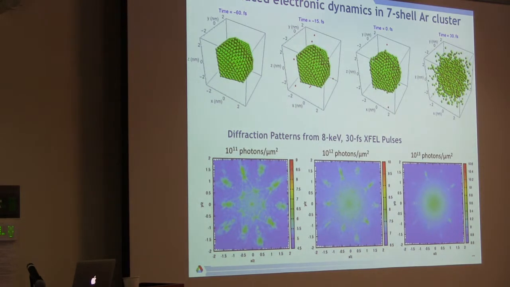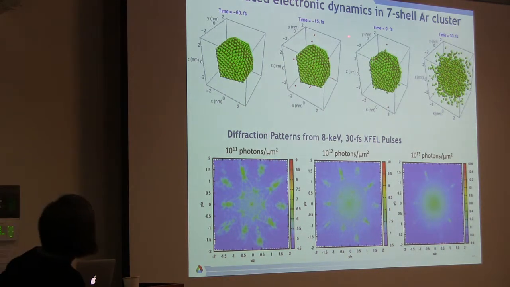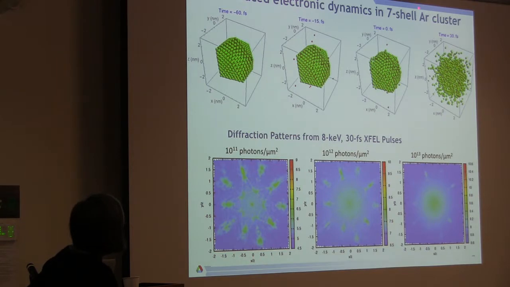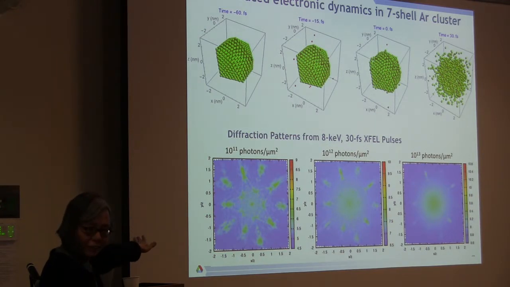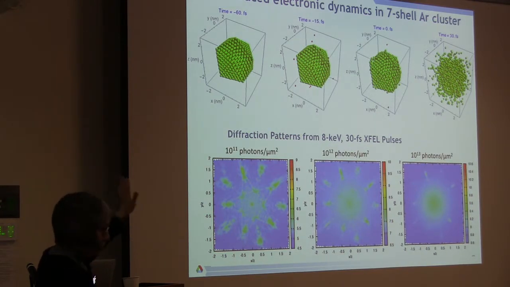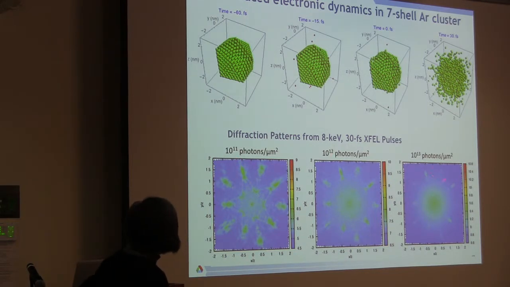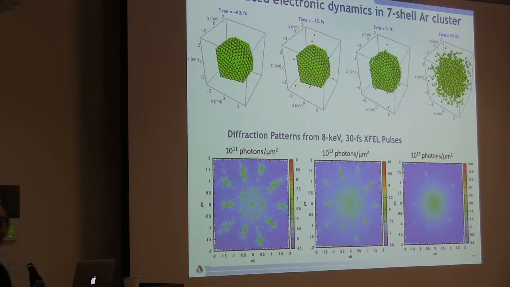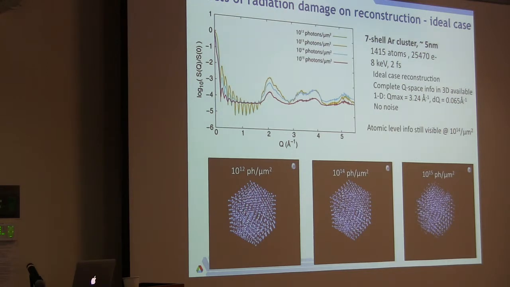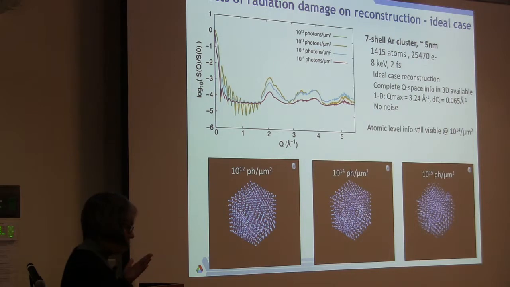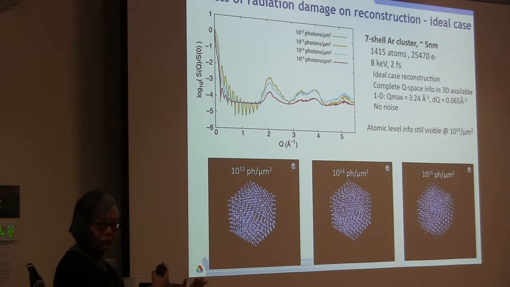And so here is an example of what was done for a 7-shell argon cluster, that same argon cluster that I was telling you about that they were doing before, and some diffraction patterns at a number of different fluences. And you can see when you get very high fluences, it's kind of messy already. So what can you reconstruct from that? And we were of course interested not only in what happens to the diffraction pattern, because that doesn't tell you much. What you really want to know is how you can get the reconstruction.